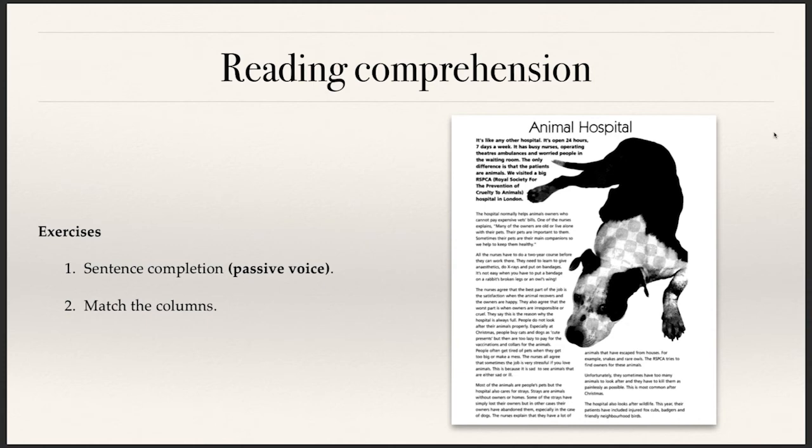Most of the animals are people's pets, but the hospital also cares for strays. Strays are animals without owners or homes. Some of the strays have simply lost their owners, but in other cases, their owners have abandoned them, especially in the case of dogs. The nurses explain that they have a lot of animals that have escaped from houses. For example, snakes and rare owls. The RSPCA tries to find owners for these animals. Unfortunately, they sometimes have too many animals to look after, and they have to kill them as painlessly as possible. This is most common after Christmas.